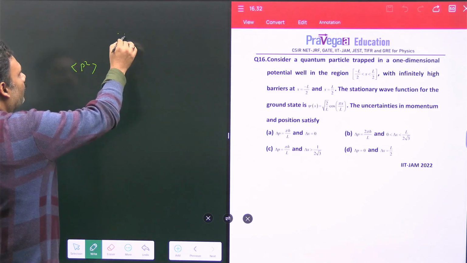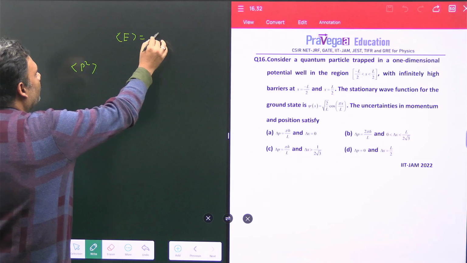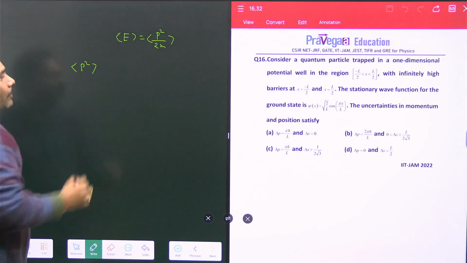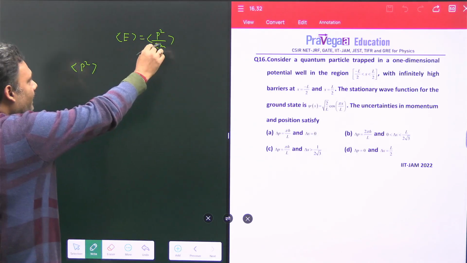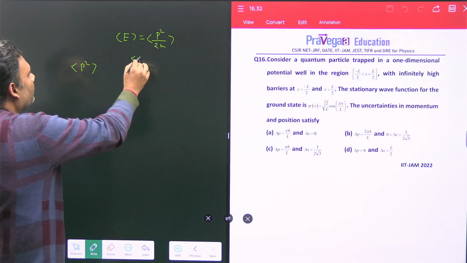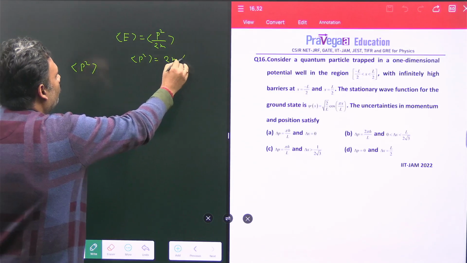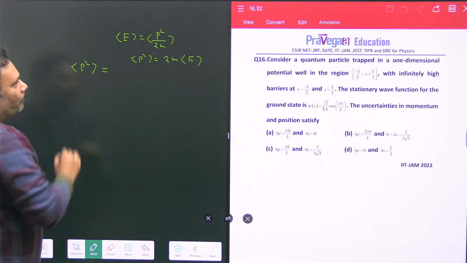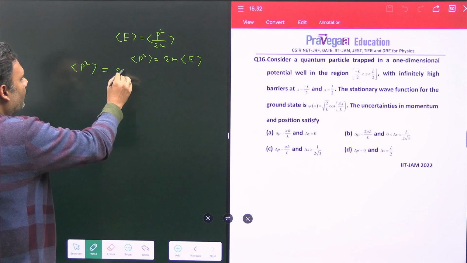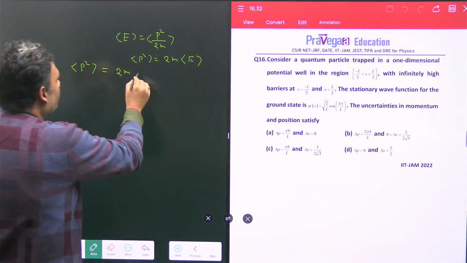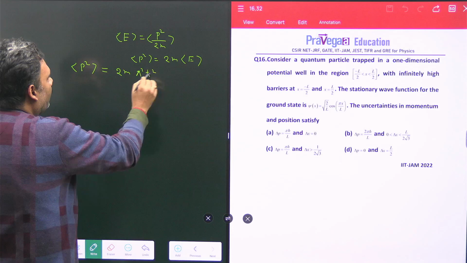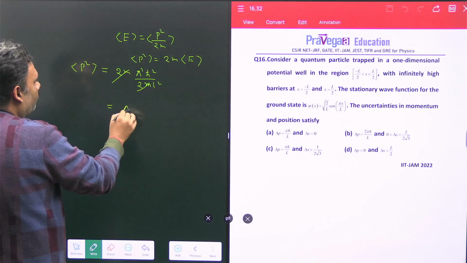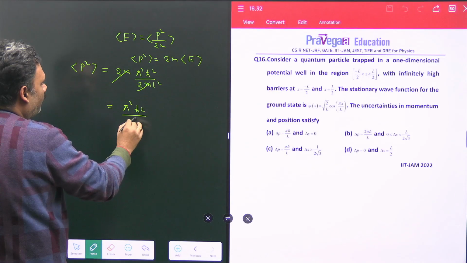Here for the particle in a box, the expectation value of energy is nothing but P square upon 2m. So I can easily calculate P square. The expectation value of P square is 2m into the expectation value of E. So the expectation value of P square is 2m times the ground state energy, which is pi square h cut square upon 2m L square. This can be cancelled, and the value is pi square h cut square upon L square.